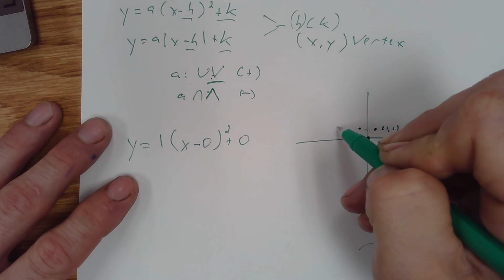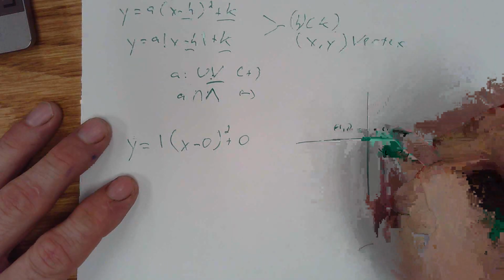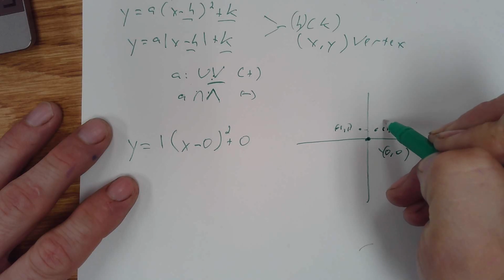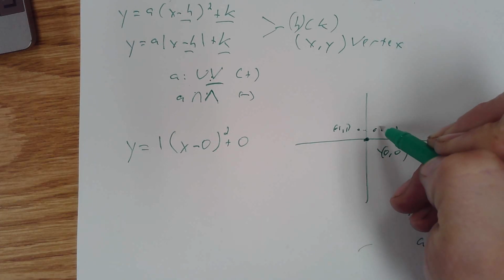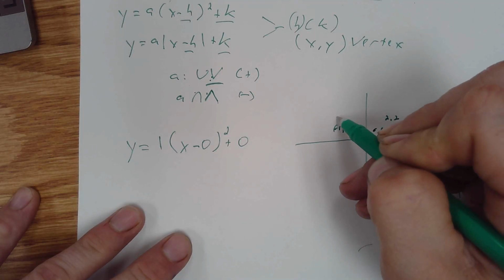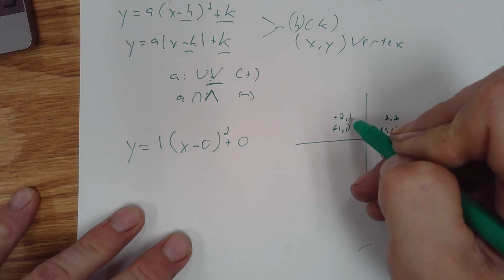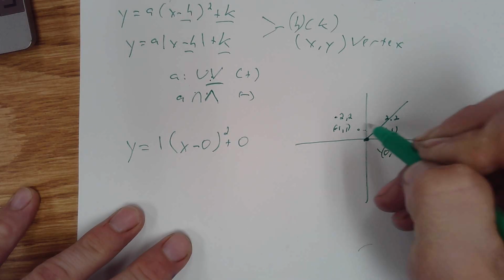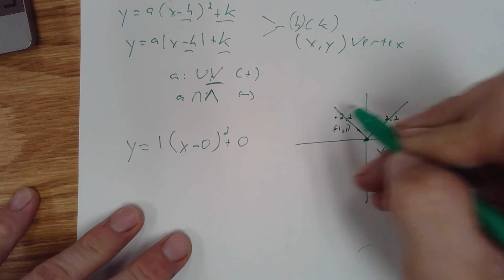This would be negative 1 and 1. And this pattern continues infinitely, right? So it goes up 1 over 1, so it's 2 and 2. Up 1 over 1, so it's negative 2 and 2, right? And I have my v form from this, right?